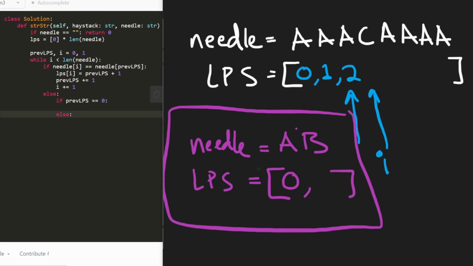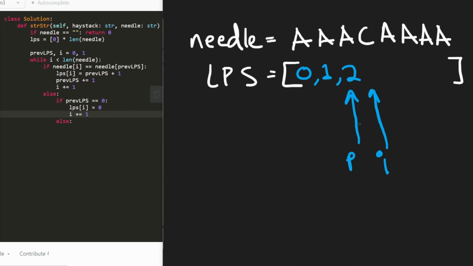So that also tells us that the pointer we're looking at is all the way at the beginning of the string. If even the first character does not match the last character, that means we can't possibly have a prefix that matches a suffix, right? So we can just put a 0 here. So that's the simple case. We're going to say that if previous LPS is at 0, then we set LPS of I equal to 0. And let's not forget to increment our I pointer because we don't want to get stuck in an infinite loop.